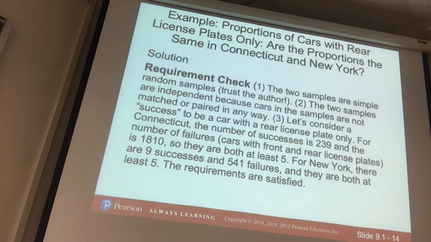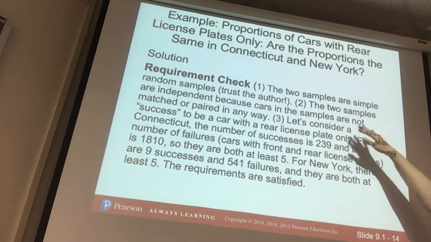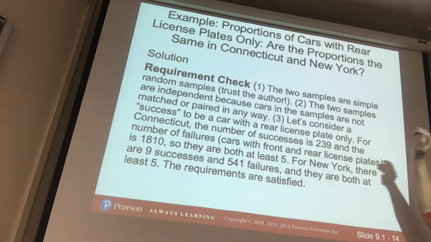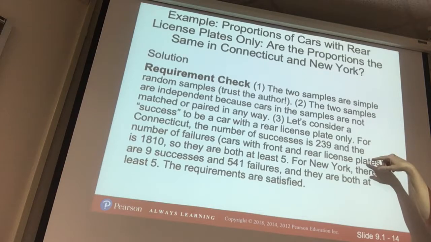Okay, so here we're going to do our little requirement check. Do we meet the requirements? So basically the 2 samples are simple random samples. We've got to trust the author for that. The 2 samples are independent because the cars in the samples are not matched or paired in any way. Some are from Connecticut, some are from New York.